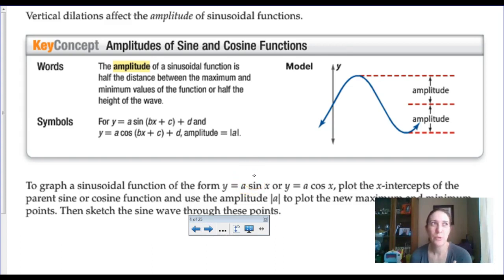So we're going to often be given functions that are in the non-factored form, and then I'm going to expect you to factor the b out, and then you can see the phase shifts a little easier. That's the way I always do it.